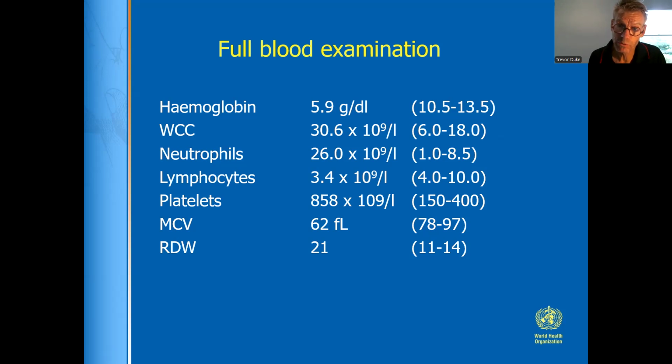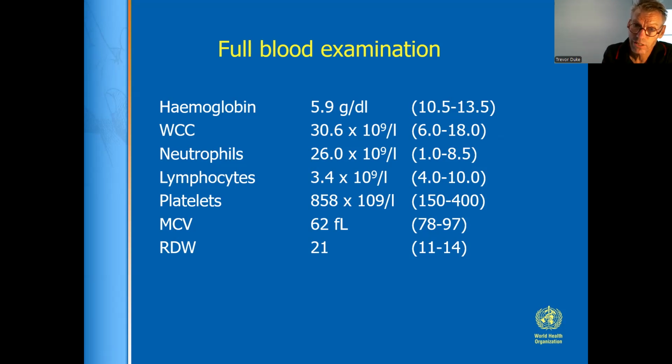His white cell count was 30.6, so 30,000 white cells. Again, the upper limit of normal for a child of this age is about 18. So already you know he's got some signs of infection. When looking at the full blood count, you can make more of the signs of infection than just looking at the white cell count. So look at the neutrophil count. His neutrophils are most elevated, aren't they? They're usually somewhere between 1 and 8, and his neutrophil count was 26,000.